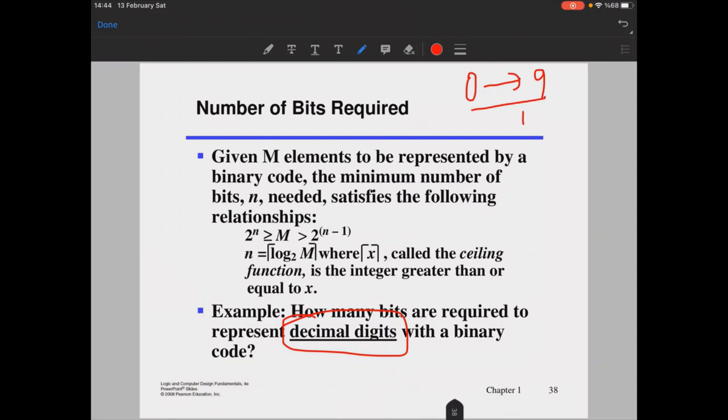So I will have 10 symbols here to generate. For 10 symbols, how many bits do I need? That's the question that I need to answer here. For 10 bits, how many digits do I need? So here I put this formula, and I need to have 2 to the power n.